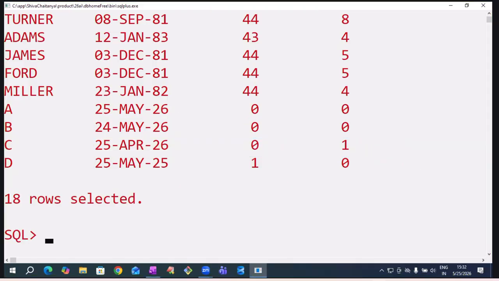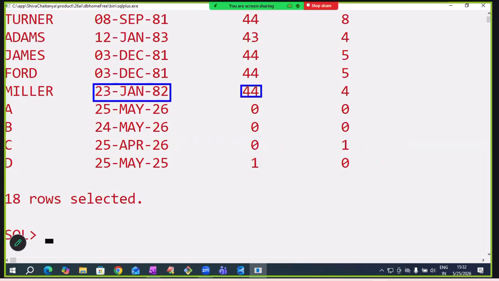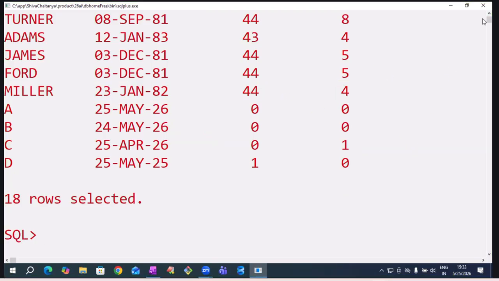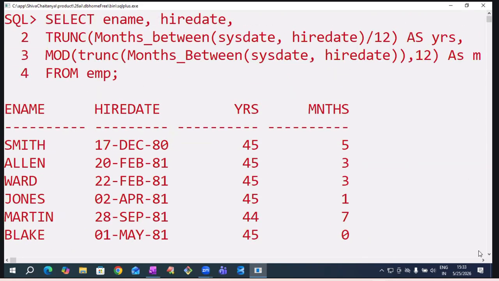Like this. See here, this employee has 44 years. Above 44 years, how many months? 4 months. Till 23rd January 2026, 44 years are over. Above 44 years, how many months, sir? 4. Feb, March, April, May. 4 months. Like this, we are getting experience in the form of years and months.